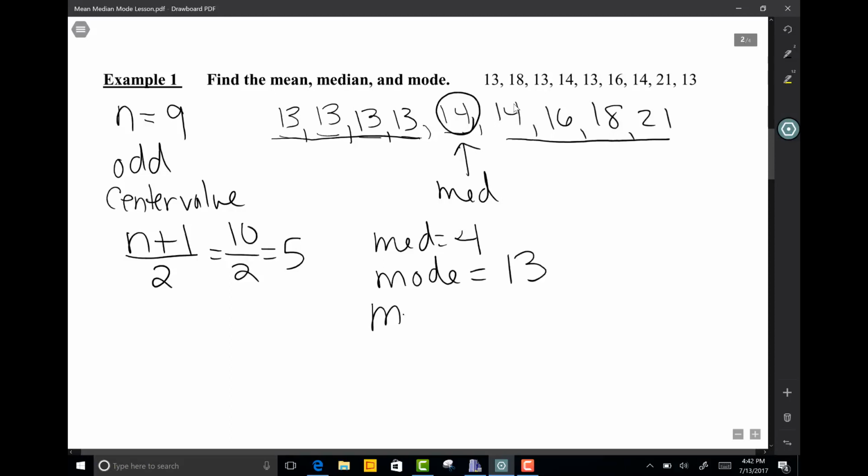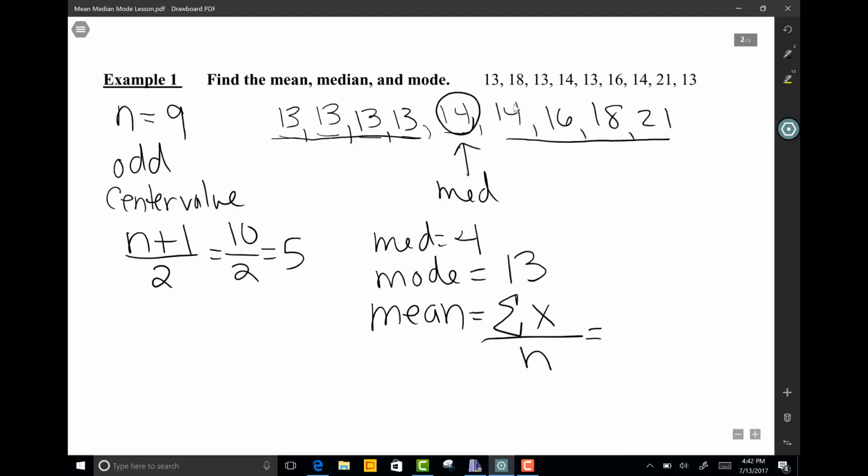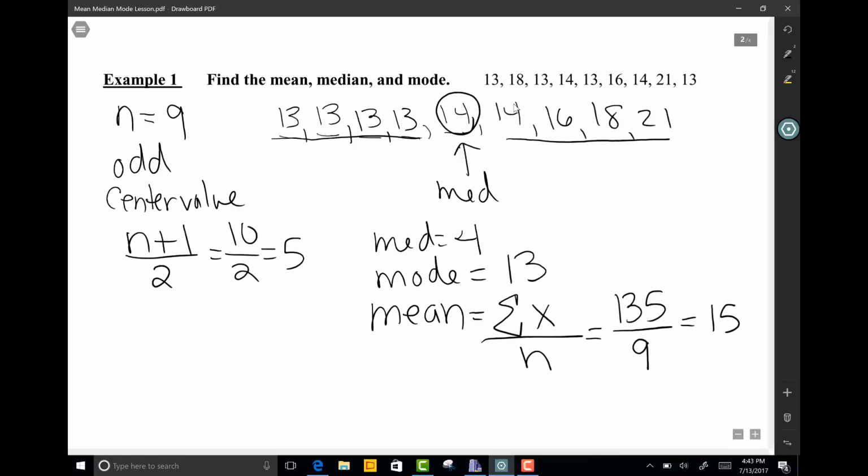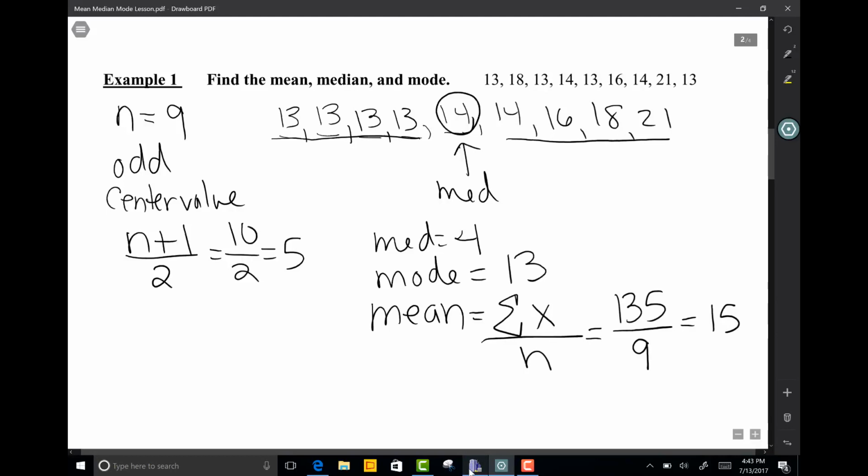For the mean, that's going to be the sum of all our data values, and then we divide by the number of data values. If I add up all these data values, 13 plus 13 plus 13 plus 13 plus 14, and I keep on going, if I add all those up, I get 135, and then if I divide by 9, I get 15. So my mean is going to be 15. There's a way I can show you how to do this on the calculator.